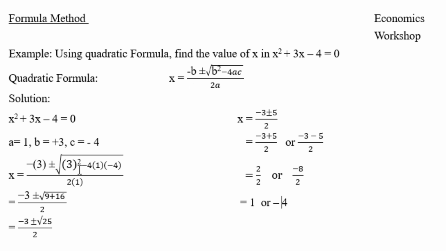So this is the quadratic formula: minus b plus or minus root b square minus 4ac divided by 2a.